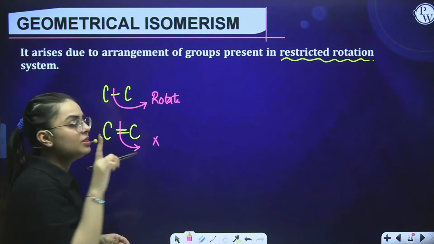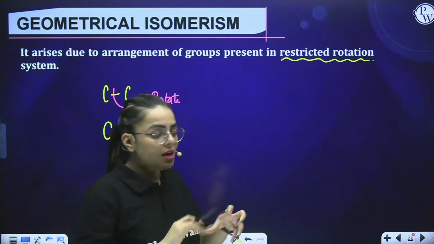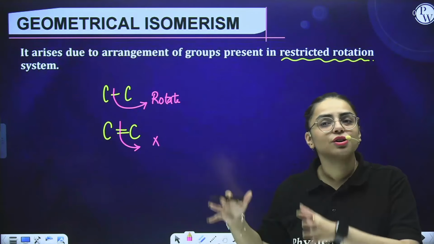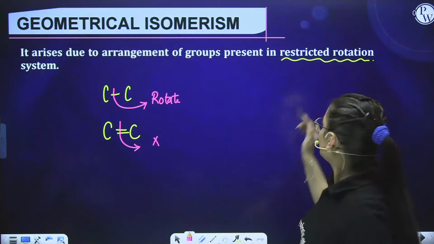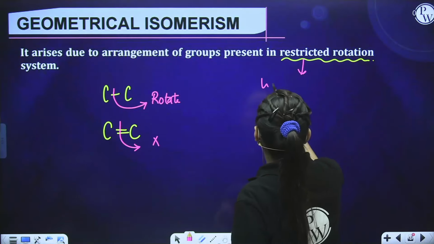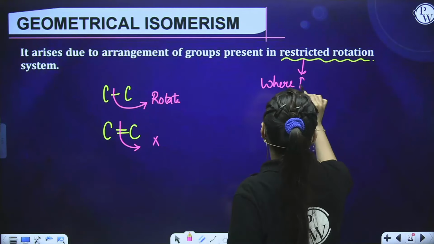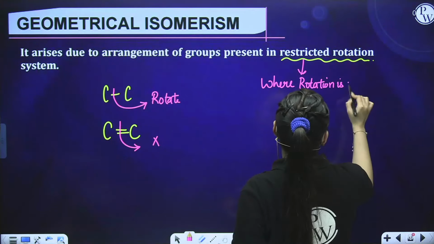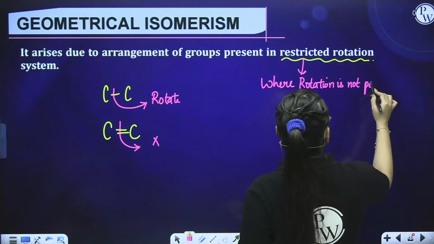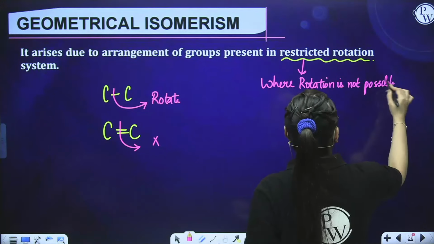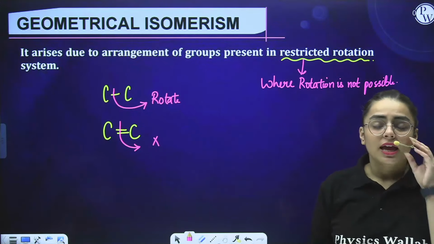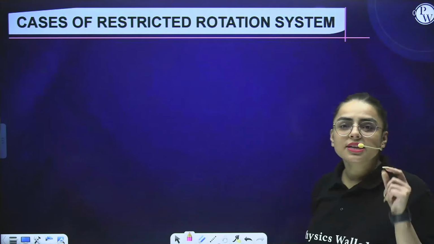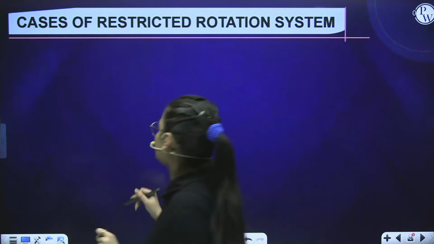So the position where our bonds can't rotate is referred to as restricted rotation. Where rotation is not possible, students, is known as restricted rotation. Clear? Okay. Now let us see the cases where restricted rotation occurs. First case, I would say carbon-carbon double bond.